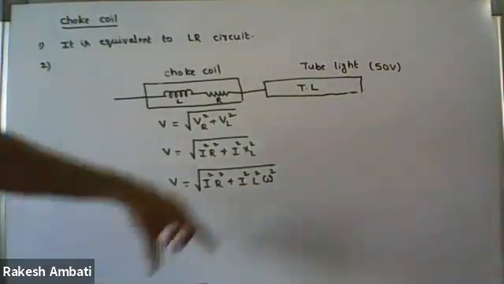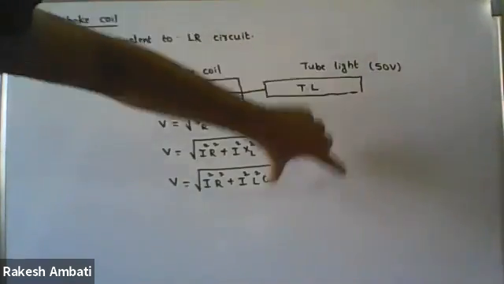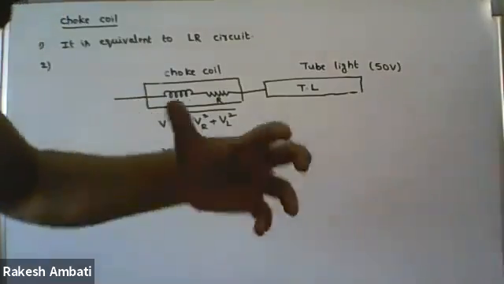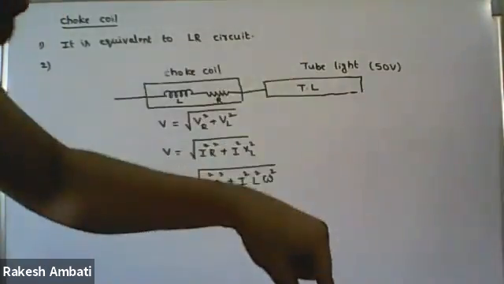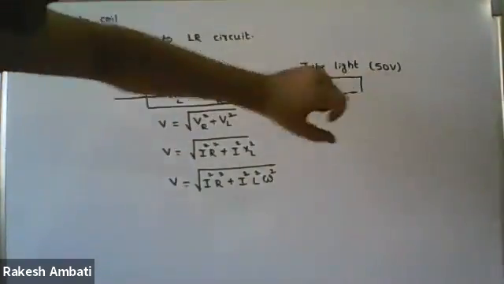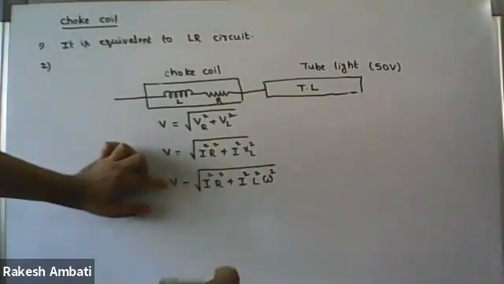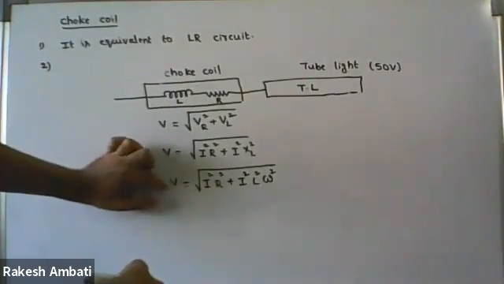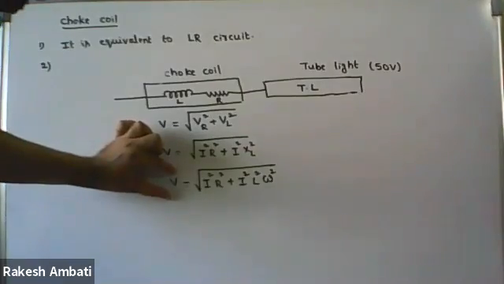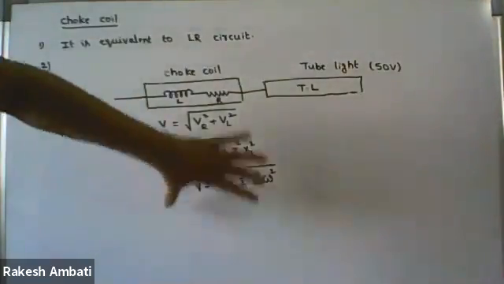Now listen, I want only 50 volt on the tube light, but we are giving 220 volt. So more potential has to be dropped across the choke coil, and less across the tube light. Across the choke coil, more potential has to be dropped. So this V should be more.